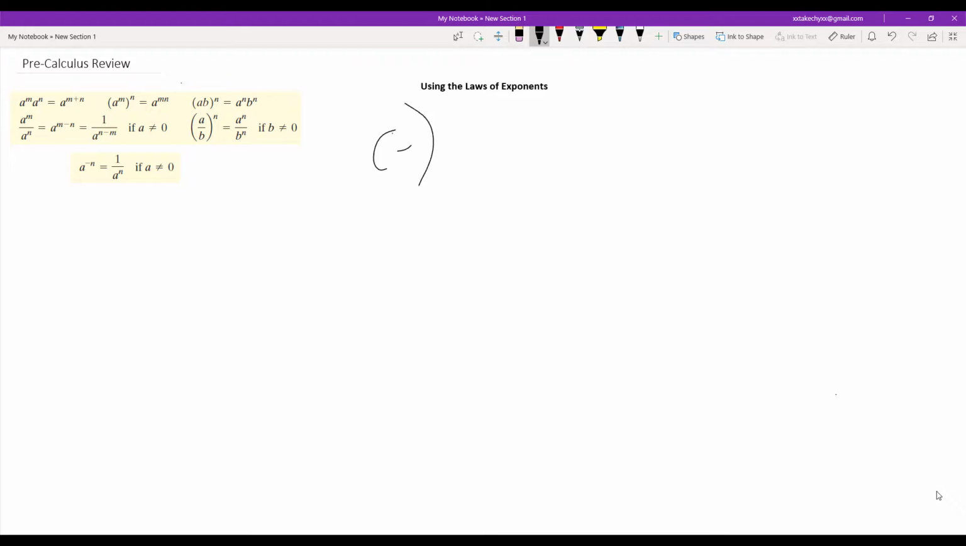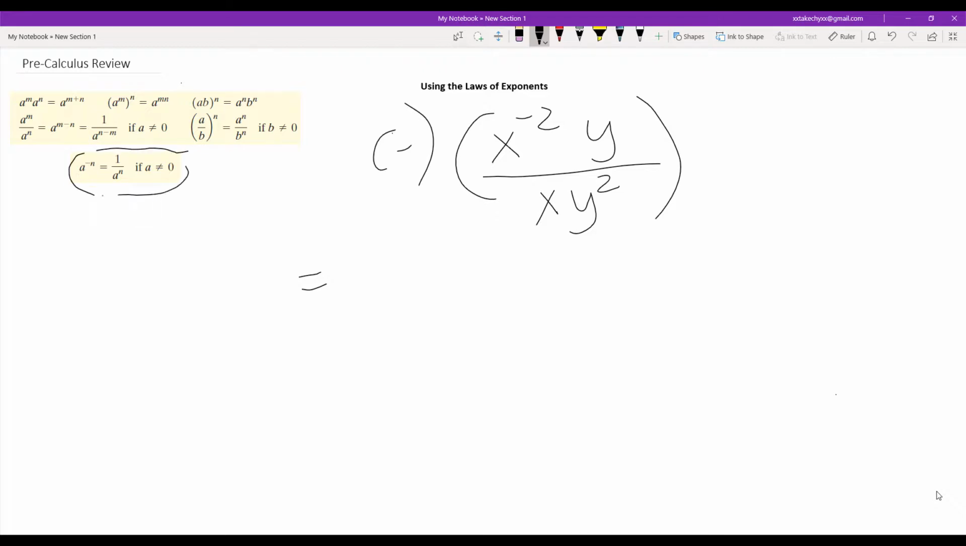Okay, so for C, we have x to the minus 2 y over x y to the 2nd power. So, if you recall from a previous video, when we have a certain variable or coefficient to a negative exponent, we can use this formula here.